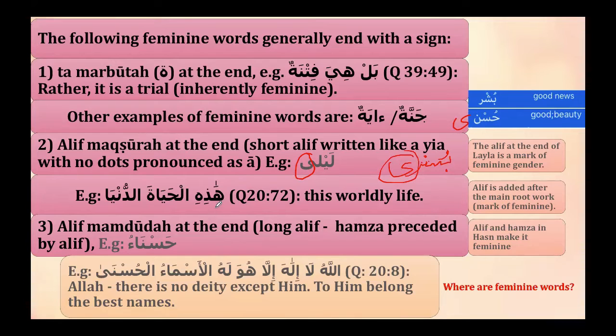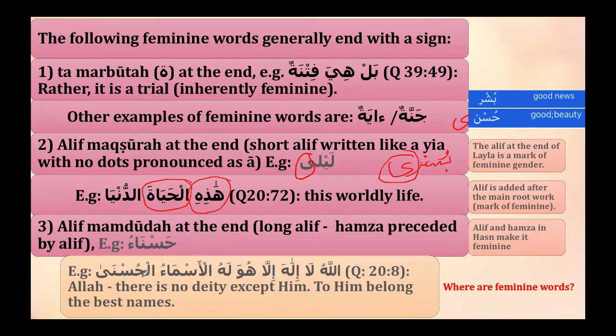Okay. So hazihil hayat dunya. This is a feminine word. How do I know that? Because it has a ta. And notice again, we talked about this in the beginning, right? If it was masculine, it would be hadha, but it's feminine. So hadhihi, because this word is feminine.